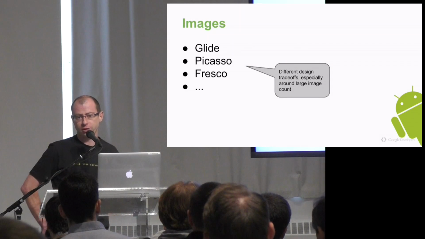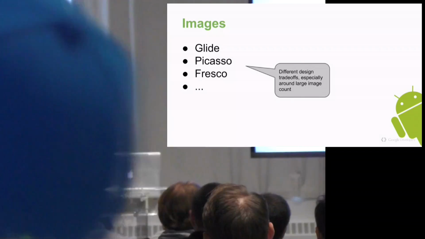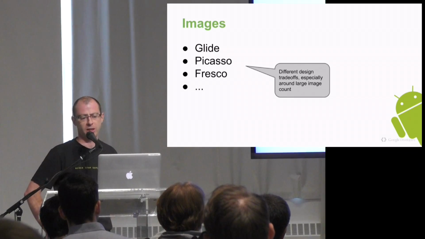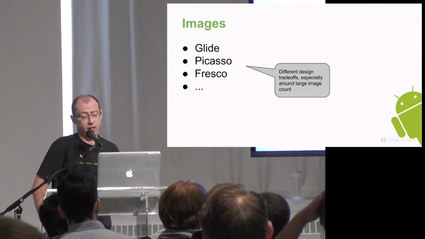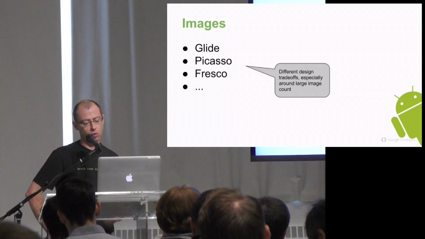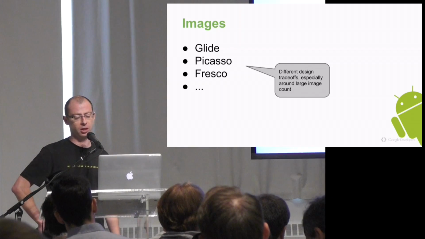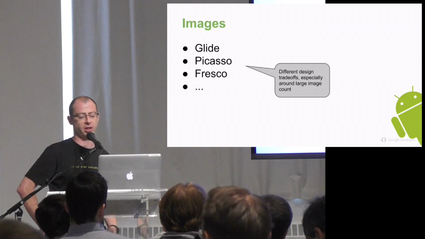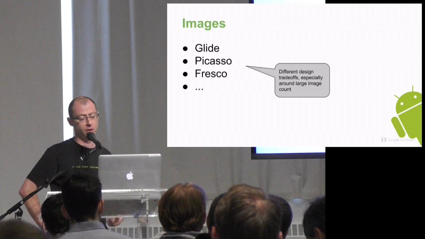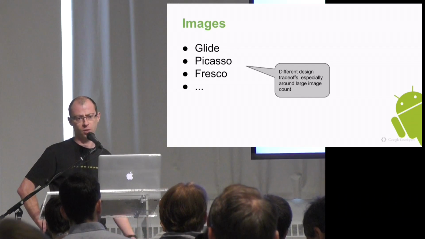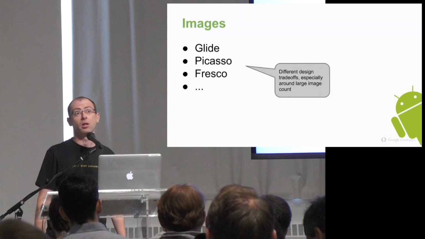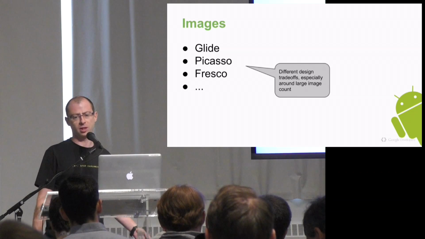As for image libraries, the following usually provide the required functionality, at least based on our experience working with leading companies. There are excellent libraries such as Glide, Picasso, Fresco. Just know that they all have different design trade-offs, especially around large image counts. For instance, if I remember correctly, following the excellent talks about Fresco, Fresco uses native memory and ashmem. Glide has a big byte array pool to speed up images.